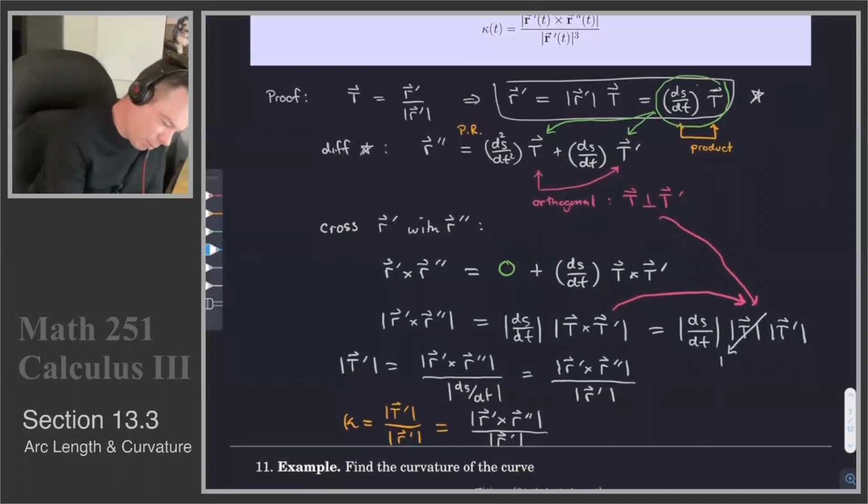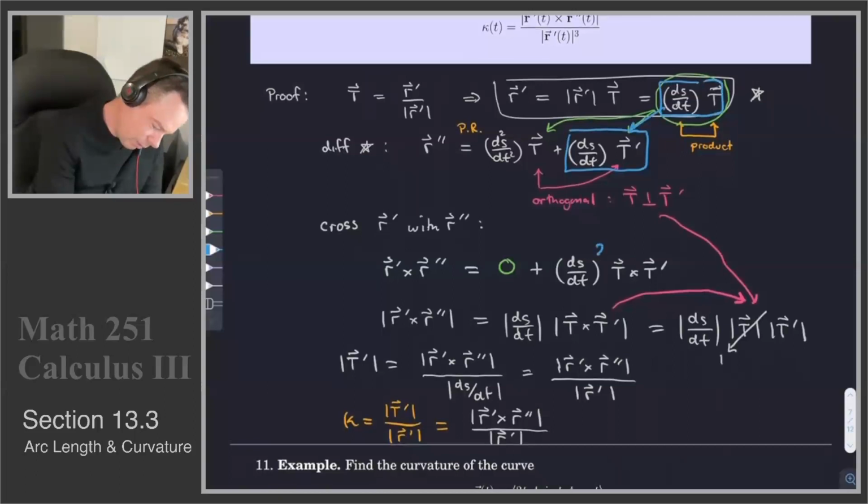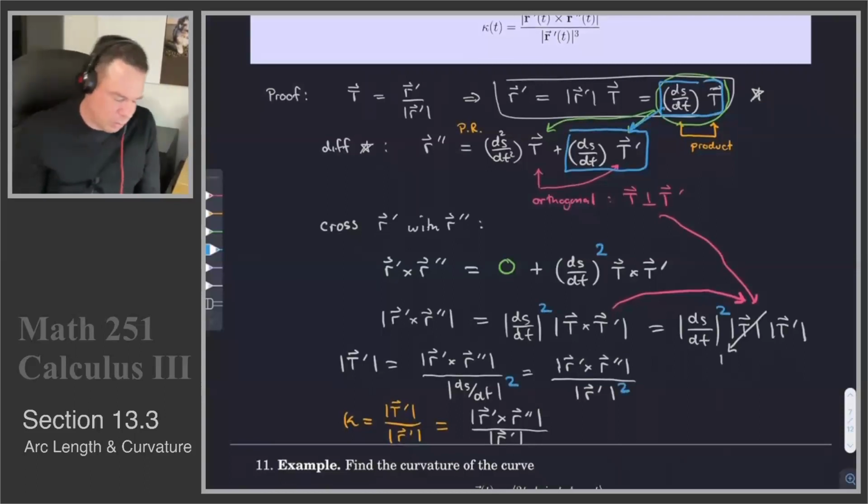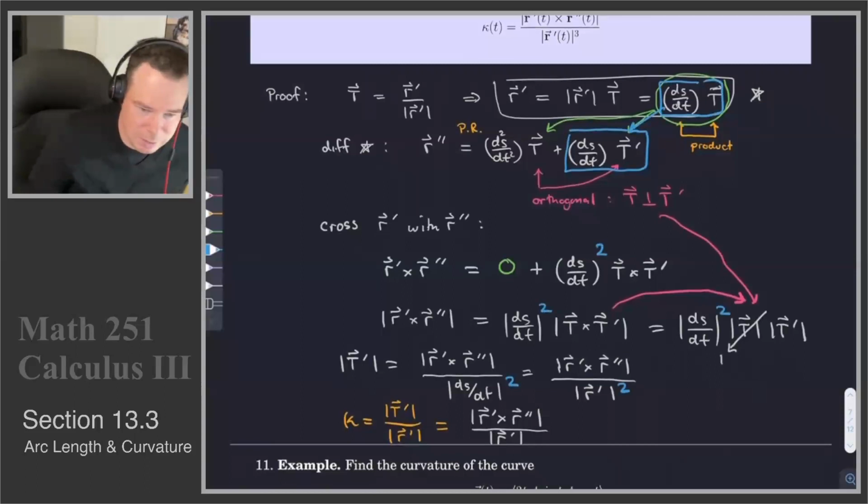When I did the cross product, it was this cross this. So there were two ds/dt's there. I missed the square right there. And then there's a square here, a square here, a square there, and a square there. My apologies. I missed that the ds/dt's multiply together.